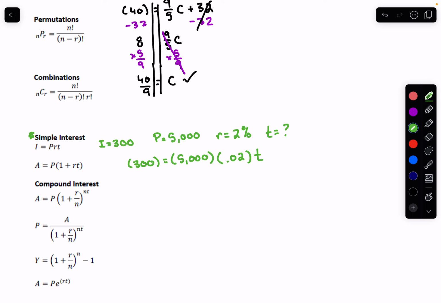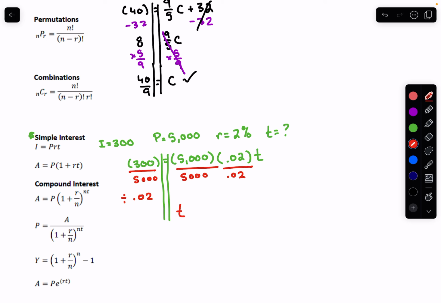I'm looking for T. So I want to get T by itself. In order to do that, T is getting multiplied by 5,000 and 0.02. So I need to move those to the other side, and I do that by doing the opposite of multiplying by 5,000 and 0.02. So I'm going to divide by 5,000 on both sides, and I'm also going to divide by 0.02 on both sides. And after I do all of that, whatever I'm left with is going to represent my time.